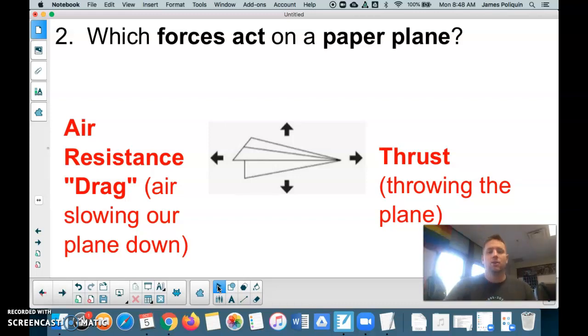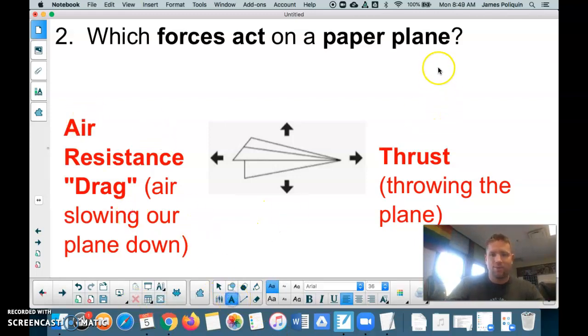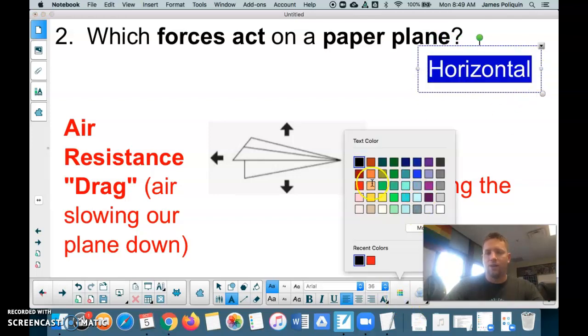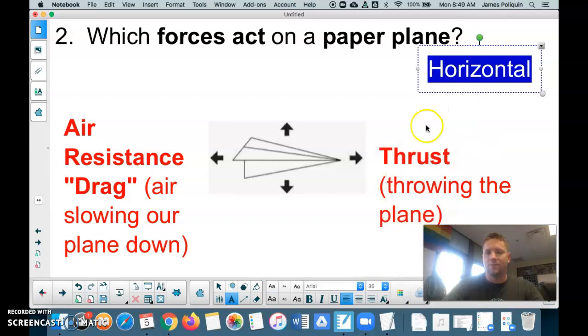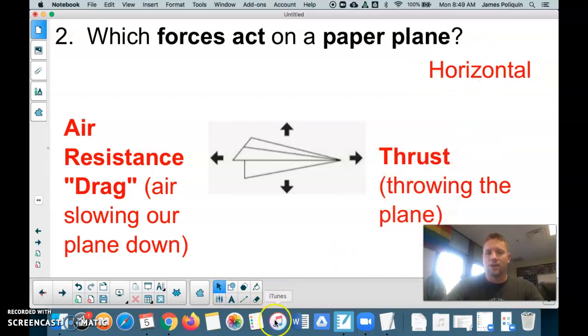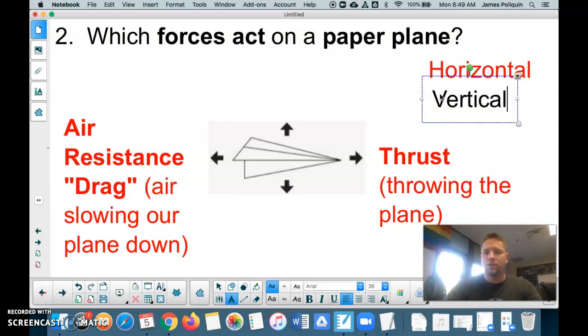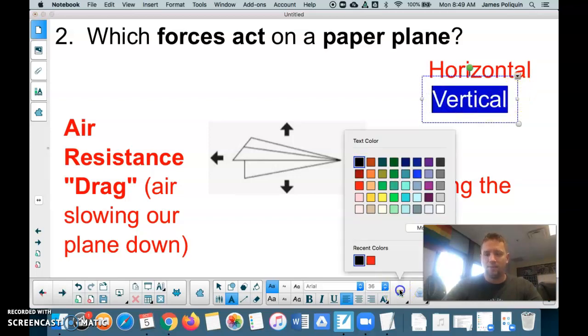Those are our horizontal forces, because they are on the horizon. Then you have your up and down forces that act on your plane. Those are our vertical forces, up and down.